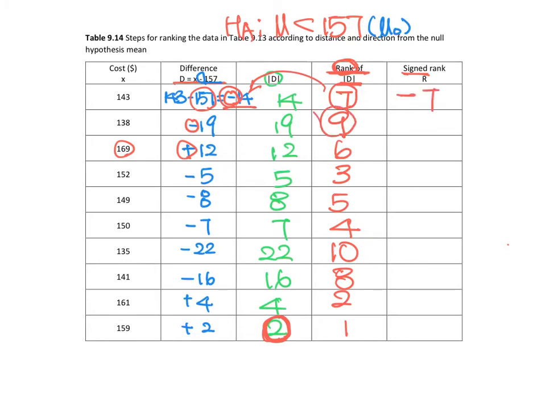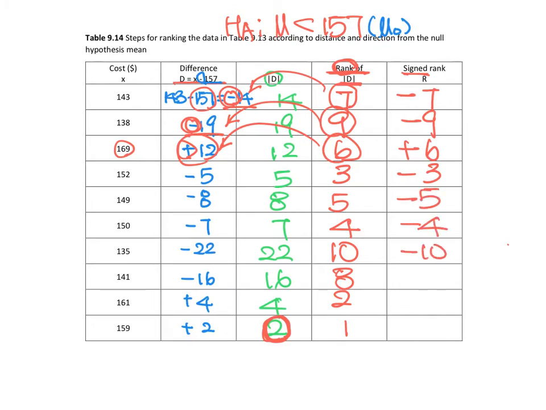and the rank 9 is from negative 19, so it's negative 9, and rank 6 is from positive 12, so it will be positive 6. Then negative 3, negative 5, negative 4, negative 10, and negative 8, and positive 2, and positive 1. So the step by step, we take the signed rank.